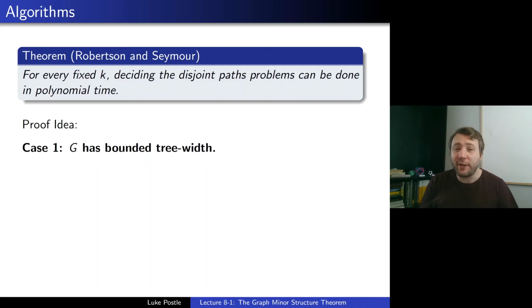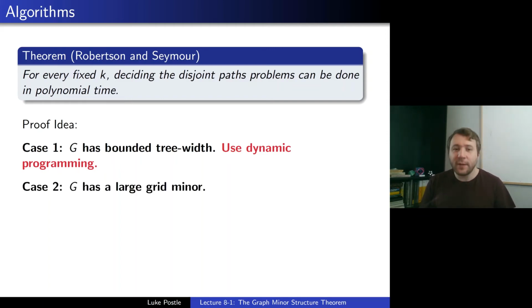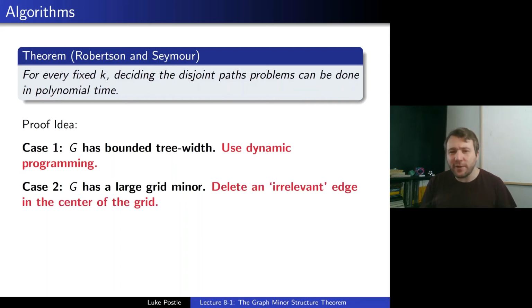So here's one way to do it: you consider two cases. Does your graph have bounded tree width or not? If your graph had bounded tree width, the idea is you could just use dynamic programming, which we alluded to, to iteratively figure out whether or not you can build up these paths. Whereas if the graph does not have bounded tree width, then by the grid theorem, it would have to contain a large grid minor. And if you contain a large grid minor, much larger in terms of k, maybe something like 2^k, you begin to realize that you could delete an irrelevant edge in the center of the grid.